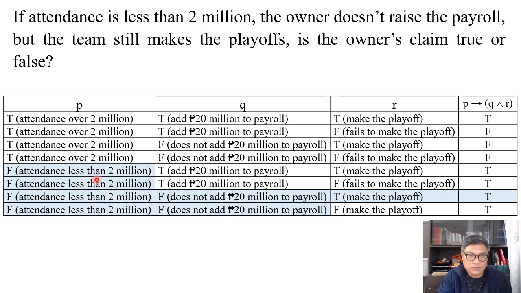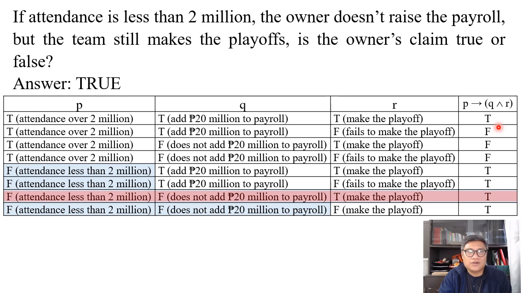So you can drop these two and concentrate on the last two. Then the last statement says that it makes the playoffs, and I have here make the playoffs. At the end, you will notice that we have T here representing that it is a true statement. So therefore, the answer is true. That's the claim of the owner, so it is a true statement.